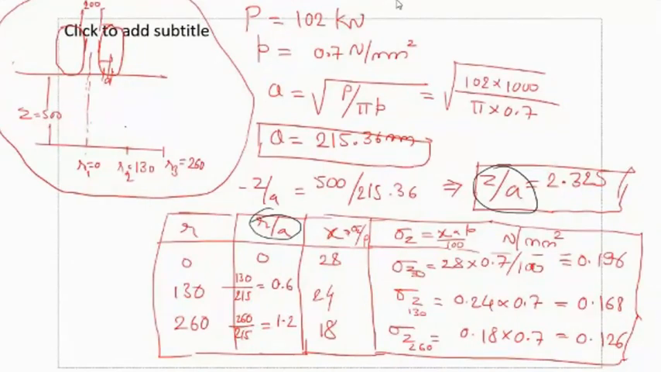Z by A is constant at 2.3, and R by A is varying: 0.0, 0.6, 1.2. So for those different values we found, there I had mentioned 6, no? Similarly 28, 24, 20. Then you have multiplied and got these stress values, right?